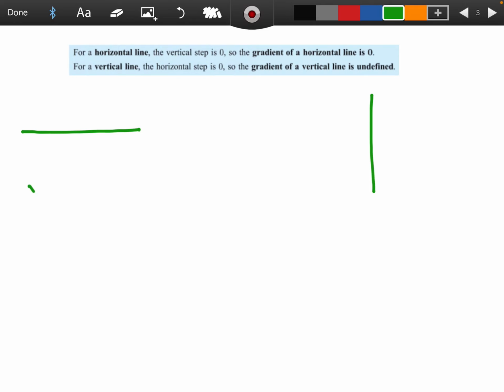So a horizontal line, if you have a vertical step over a horizontal step, and you pick 2 points on your line, you have made no vertical step at all, but you only have a horizontal step. So you have a vertical step of 0, and then you have whatever it is on the bottom, let's say a horizontal step of 5, but it doesn't matter what it is because 0 divided by anything is going to give you an answer of 0. So for a horizontal line, the slope is 0. The gradient or slope of a horizontal line is 0.